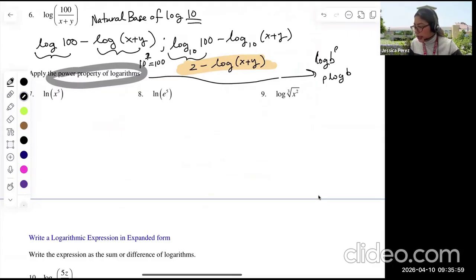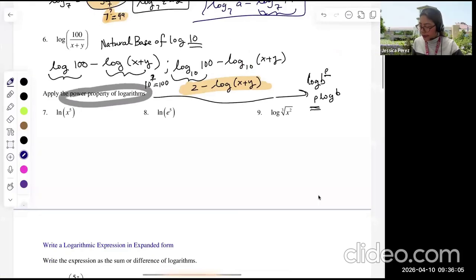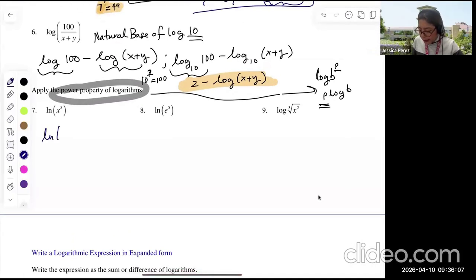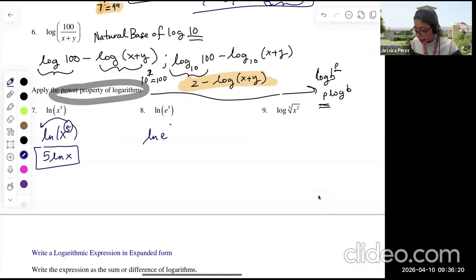So that means that the exponent will come to the front. So here I will have ln of x to the fifth. Well, the fifth will come to the front as 5 ln of x. Same thing here. We have ln of e to the fifth. We'll have 5 ln of e.